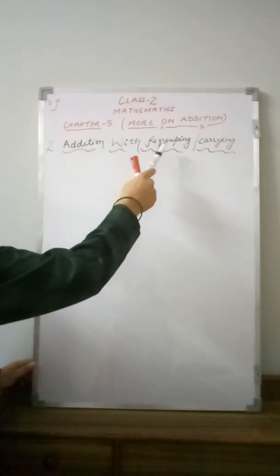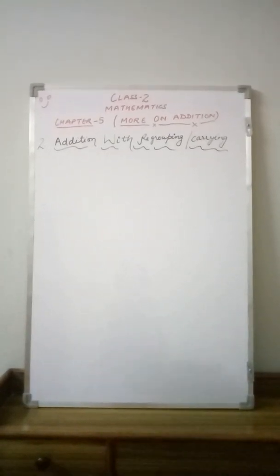Now students, this is the second method of adding any two numbers: addition with regrouping or carrying. This time we have to make a group of ones and tens. So let's discuss how we do this, and regrouping may be needed during addition. So here is the method. After regrouping, the tens are carried to the tens place, right? So how can we do this?